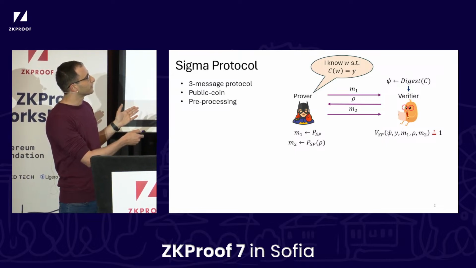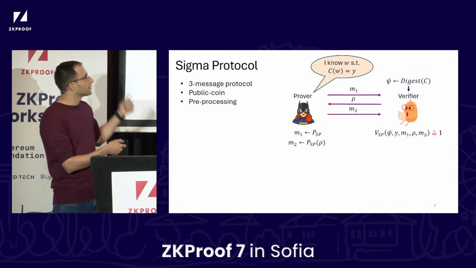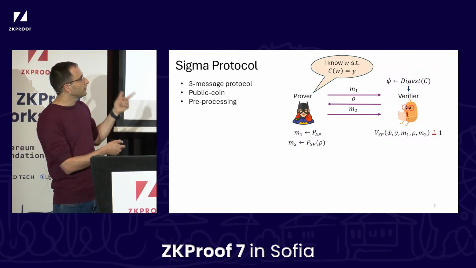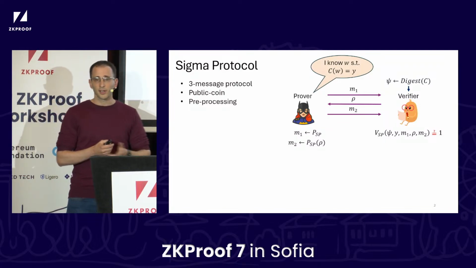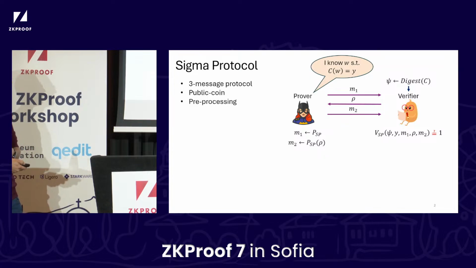After the verifier has all this information, the verifier wants some decision algorithm. This is V, the verifier Sigma protocol, VSP. So what is the information that the verifier has? The psi, the Y, the M1, rho, and M2. It runs some decision algorithm and it either accepts or rejects. So these are Sigma protocols.